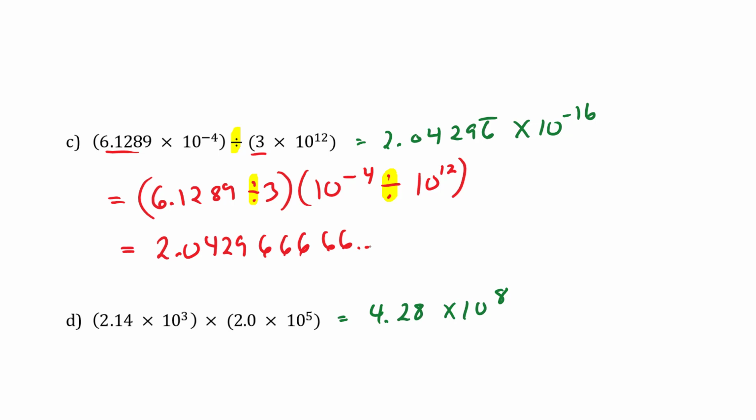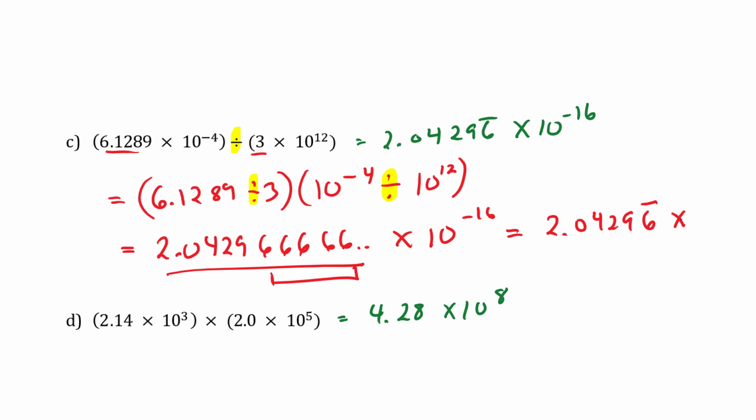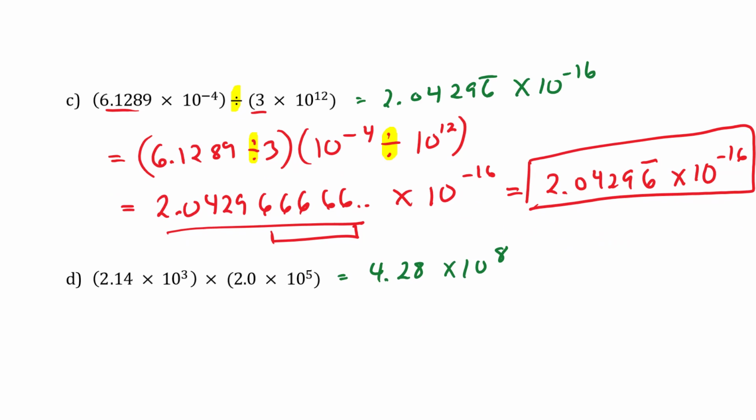2.0429666666 keeps going. Times 10, here we're dividing it. Minus 4 minus 12. Minus 16. Now notice this number's in proper scientific notation, but you can see we have a repeat here. So let's write that down as 2.04296 repeating times 10 to the minus 16. In the future, we would round this off. We haven't covered that yet. That's the topic of next lecture. And D, there's the final answer there.